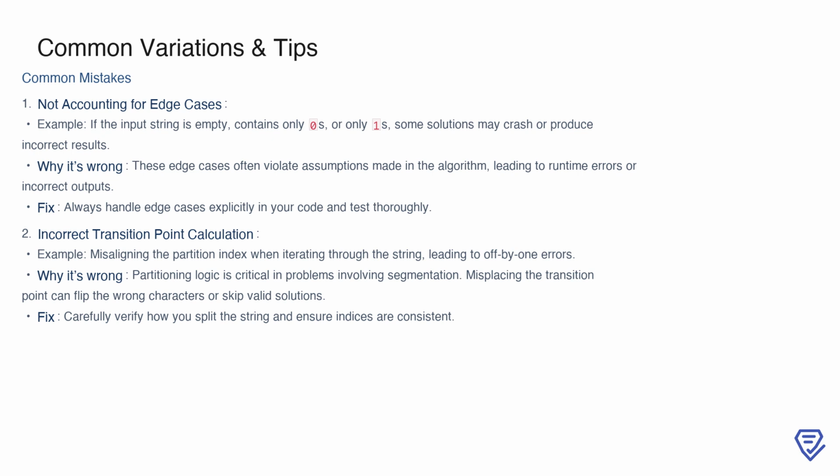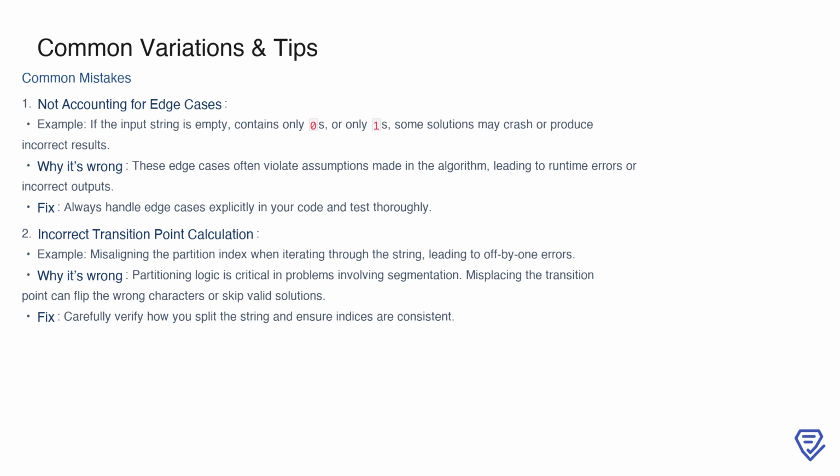For example, if the input string is empty, or it contains only 0s or only 1s, certain solutions might crash or produce incorrect results. This happens because these edge cases violate assumptions the algorithm may rely on. To avoid this, it's crucial to handle these scenarios explicitly in your code and test thoroughly.